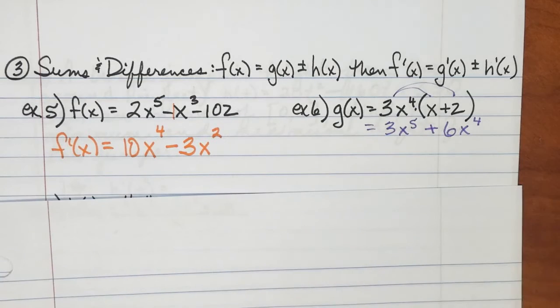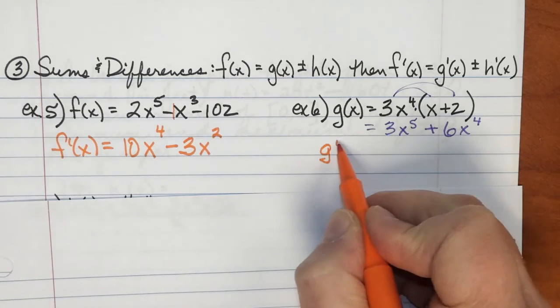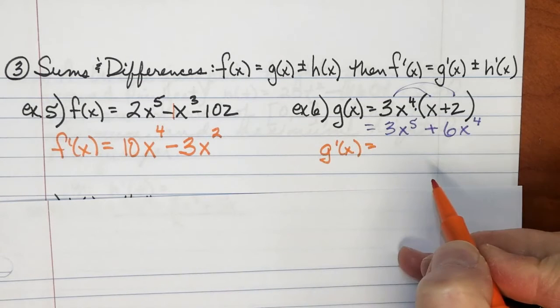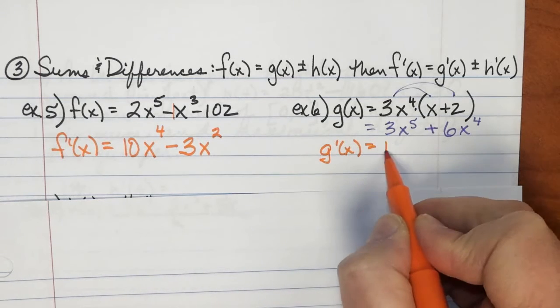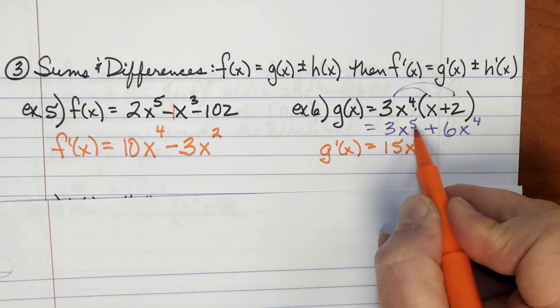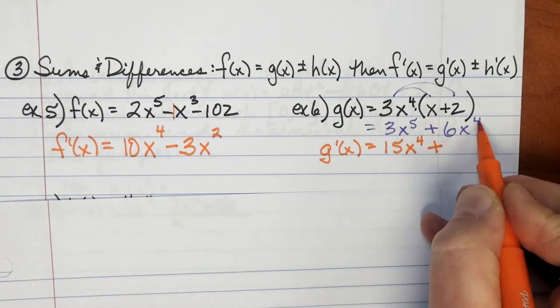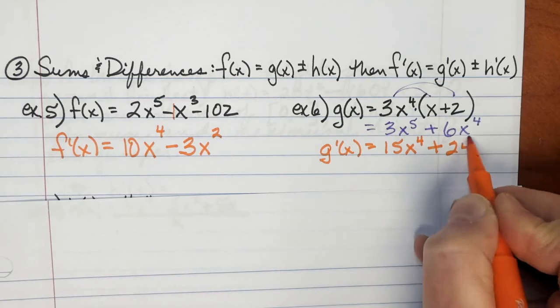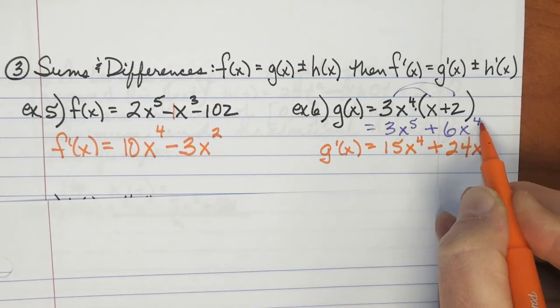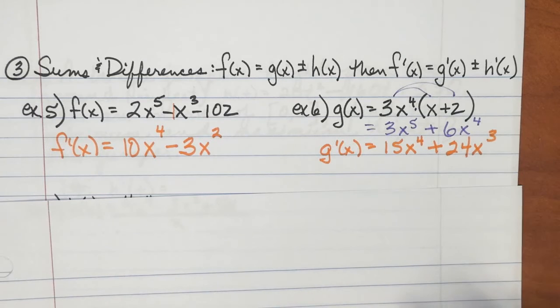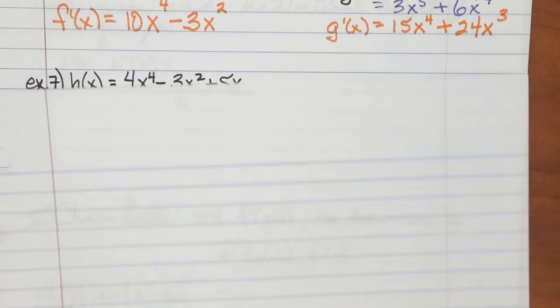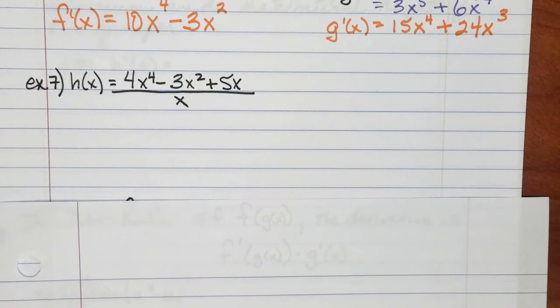And then I can take the derivative of each one, right? So then the derivative for g would be 5 times 3, which is 15x, and I would reduce the 5 by 1. I would have 4 times 6, which is 24, times x to the third. Alright, I'm going to let you copy example 7, and we'll talk about that.